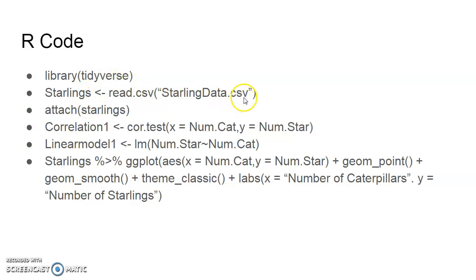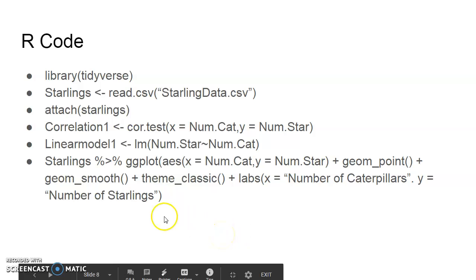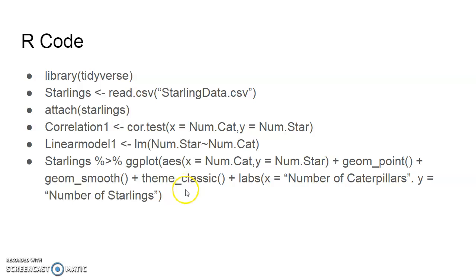I had to bring in my Excel file for this. And then the attach function was very useful because it allowed me to just access these variables. I performed a correlation test. That's where I got my R value. And then I performed a linear model because both data points were quantitative, and that allowed me to get R squared. The adjusted R squared was actually negative in this case, which was kind of interesting, and the p-value and the degrees of freedom.